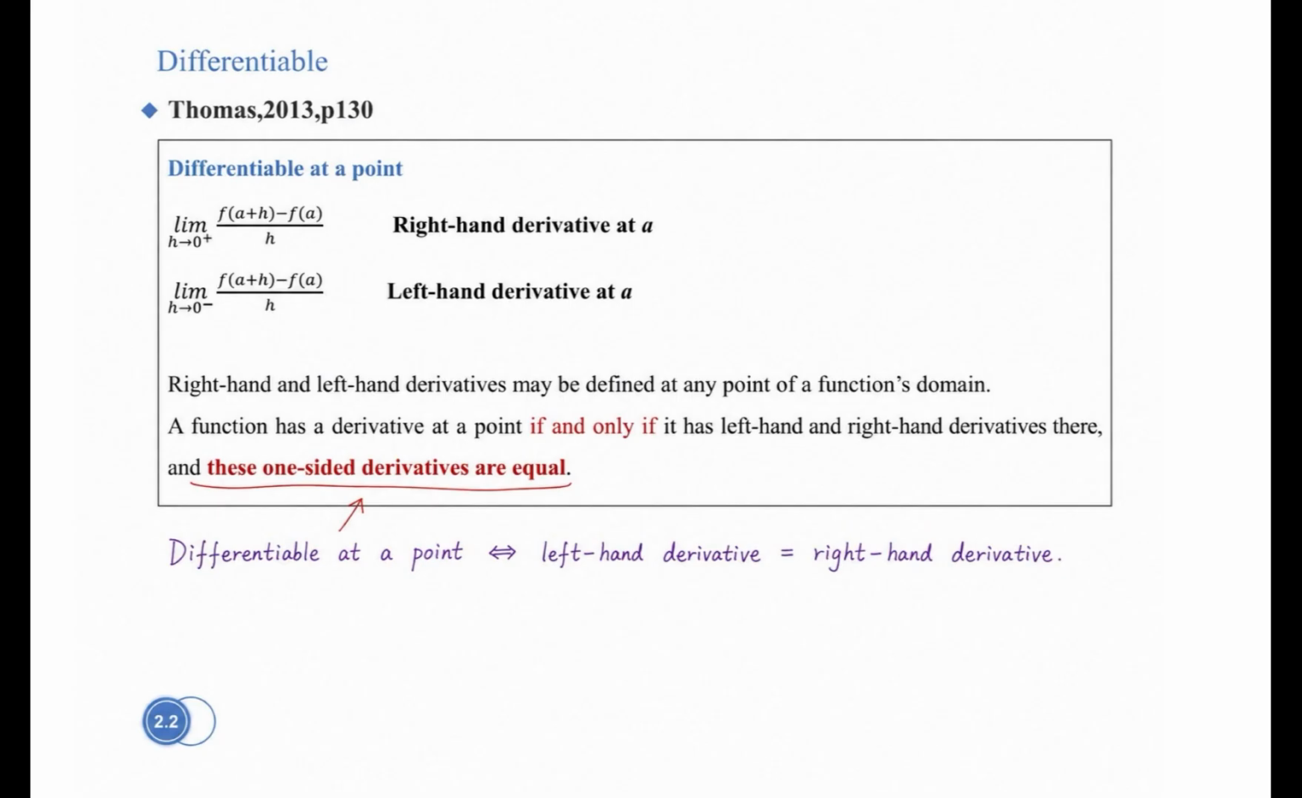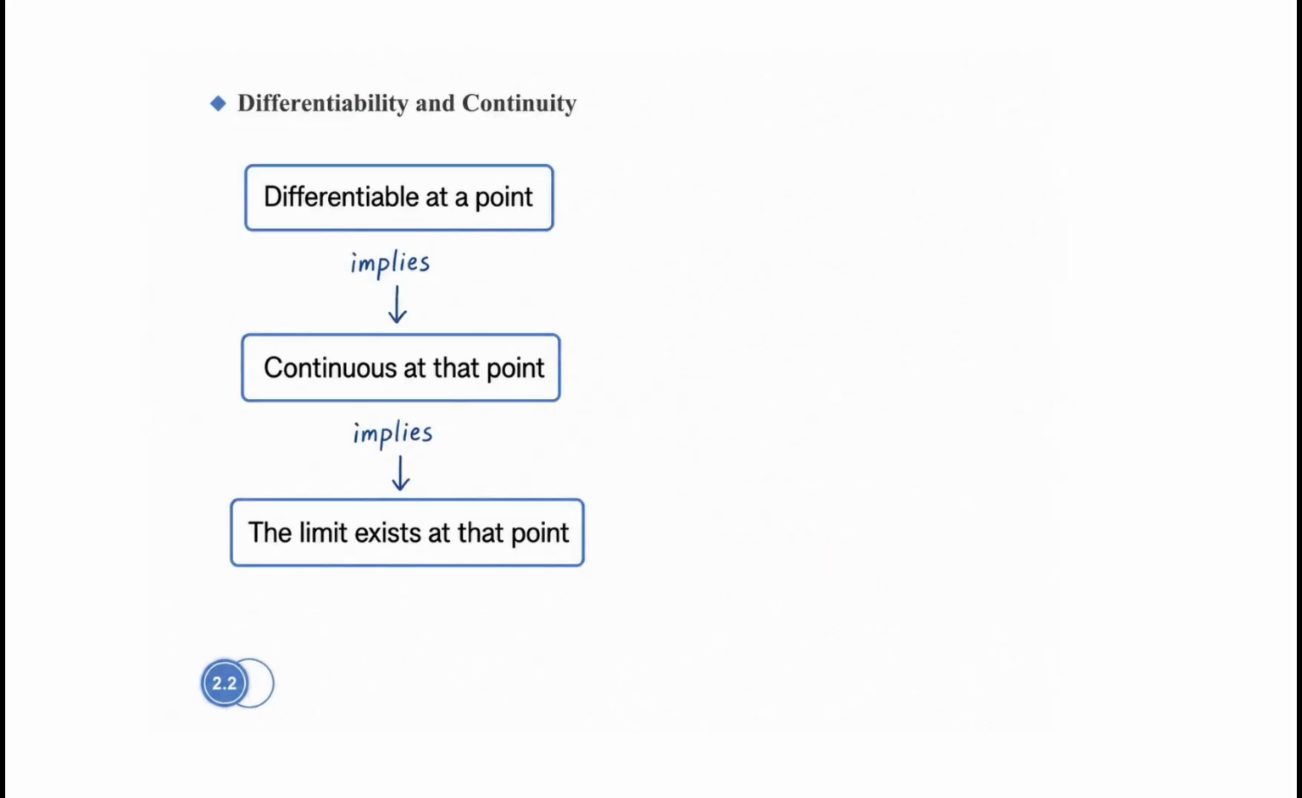The important rule is a function is differentiable at a point if and only if the left-hand derivative and the right-hand derivative both exist and are equal. So if the slopes from the two sides are different, the function is not differentiable there. This slide gives us the main relationship. If a function is differentiable at a point, then it must be continuous at that point. And if it is continuous at that point, then the limit at the point exists.